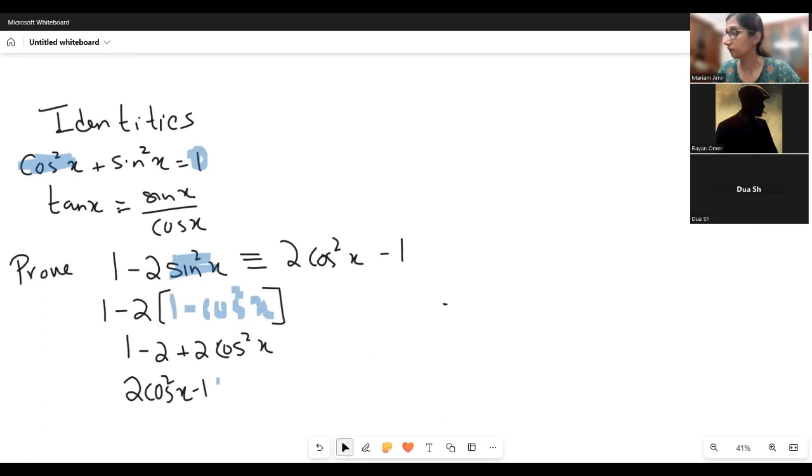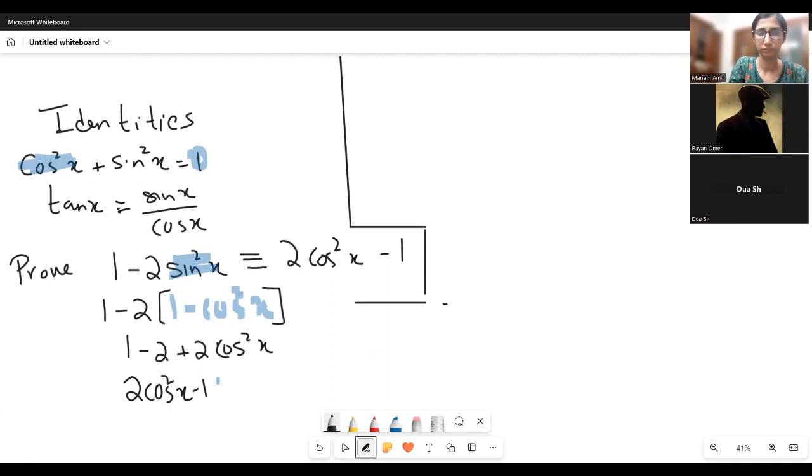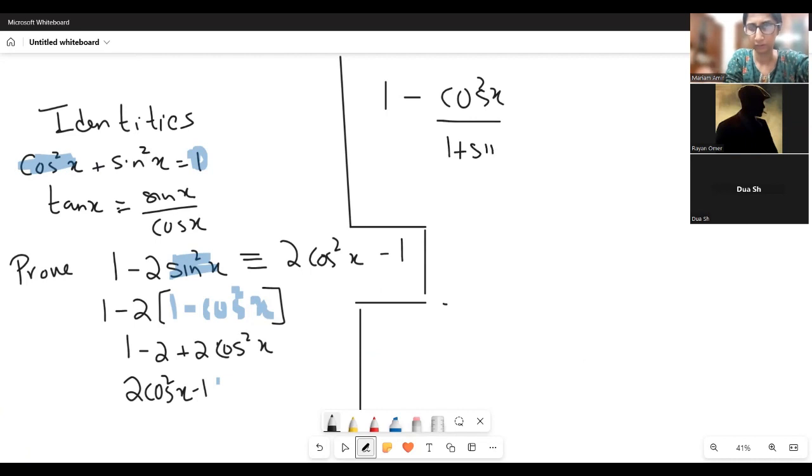Next is 1 minus cos squared x upon 1 plus sine x is identical to sine x. You have to show that when you use identities on the left-hand side, you get the right-hand side. Right-hand side is just sine x.